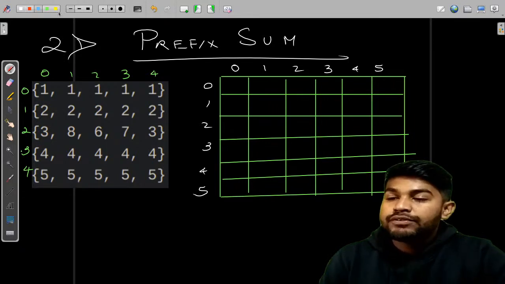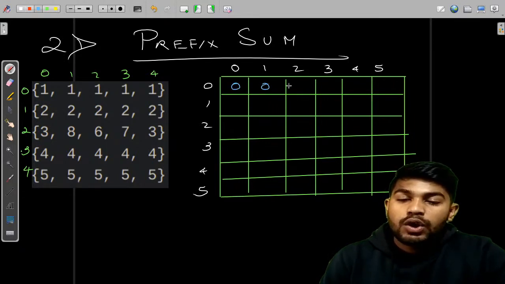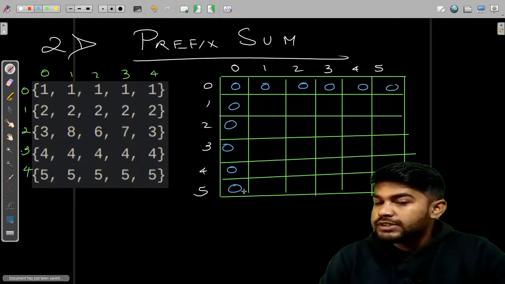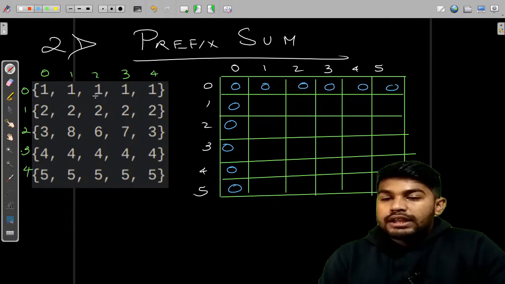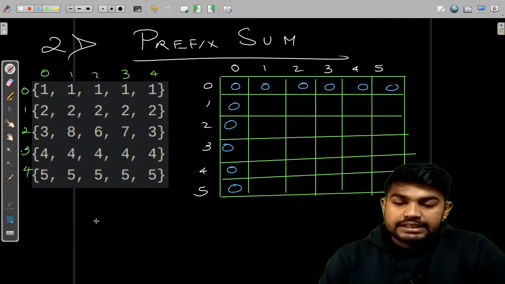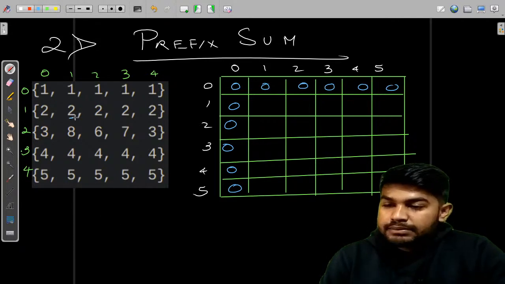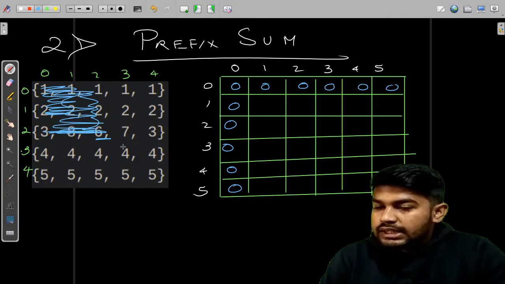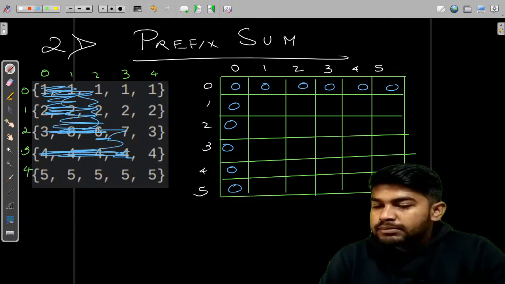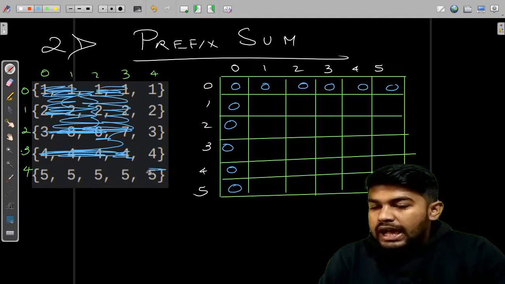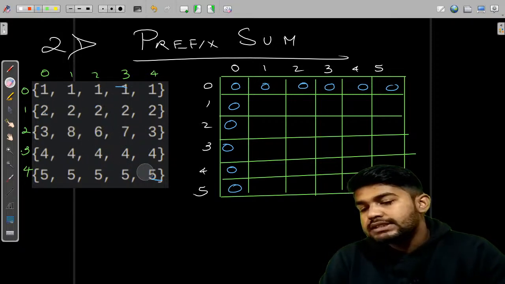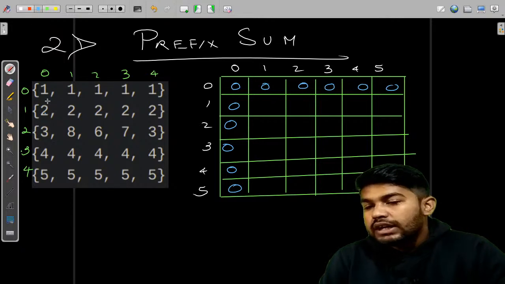Okay. Now in prefix sum, what we need to do is fill all these values with 0. Now, the prefix sum tells us the sum from, suppose at this point it would tell the sum of all these things. At this point it would tell us the sum of all these. At this point it would tell the sum of the whole array. Okay, so this is the point itself.